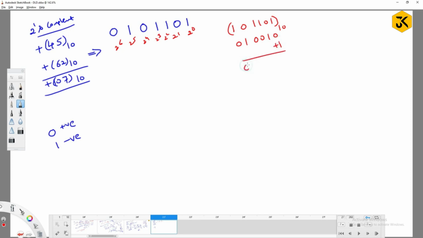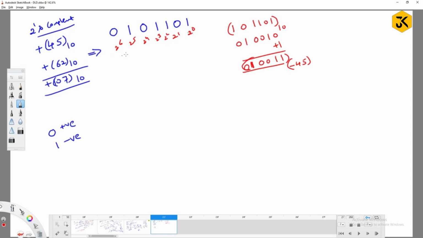If you add plus 1, you get 0 1 double 0 double 1. What is this? Minus 45, not plus 45. Minus 45, right? Okay. You can just calculate it. Okay, fine. Try to think about this one. This is plus 45 in 2's complement.